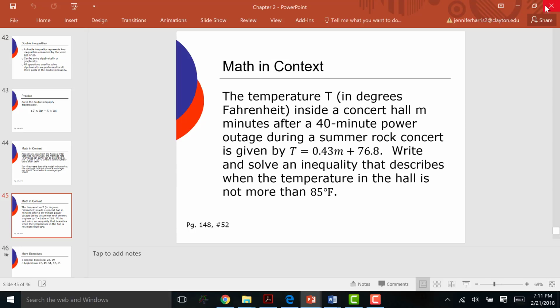Don't we have the AC go out in the university sometimes in different buildings? Yes. So again, this is a perfect example. How much time you got before everybody gonna start leaving because it done got too hot, right? This is just a situation that can happen, and it just shows the math that can be related to that situation.